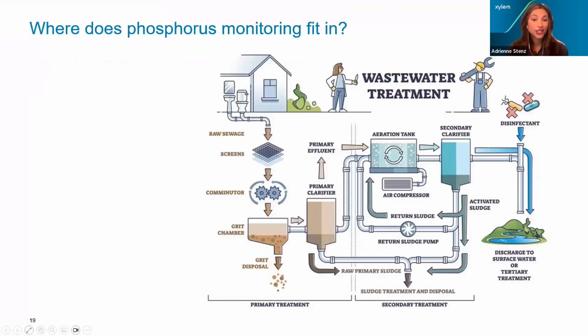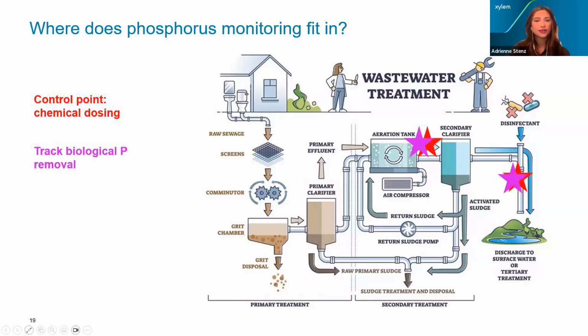So where does phosphorus monitoring fit in? Online analyzers can play a critical role across all three phosphorus removal strategies: chemical, biological, and tertiary. And this is a diagram of a wastewater treatment plant showing the various stages of the process. So for chemical phosphorus removal, analyzers are commonly installed at the final effluent of a plant or at the effluent of an aeration basin. These positions allow for real-time feedback control of chemical dosing, ensuring that ferric or alum is added only when necessary to meet your phosphorus loads.